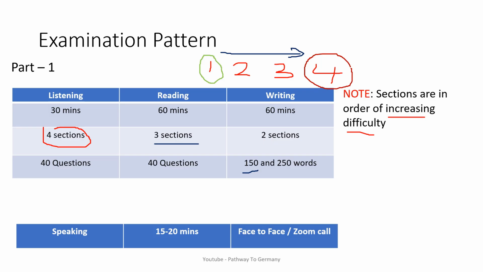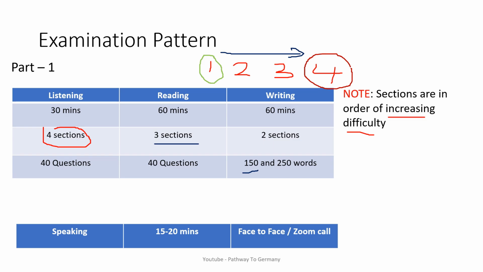So don't make the mistake of allocating the time equally to all the sections. If you divide 30 minutes equally among four sections, you will end up short of time in the last sections, at the later sections. So always complete the earlier sections as quickly as you can and proceed further.